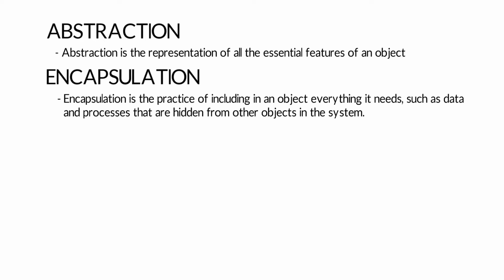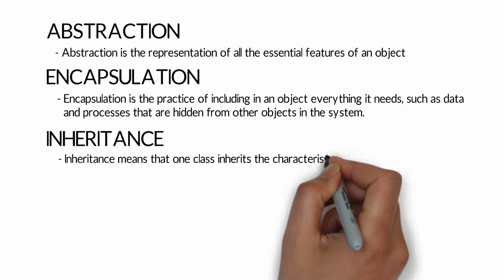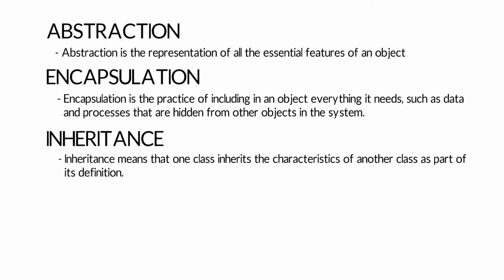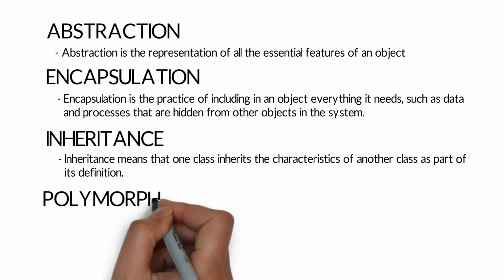We have already learnt about inheritance, which means that one class inherits the characteristics of another class as part of its definition. A subclass that uses inheritance has the same interface as its parent class. This implies that you cannot hide a method in a subclass if it was declared in the superclass.